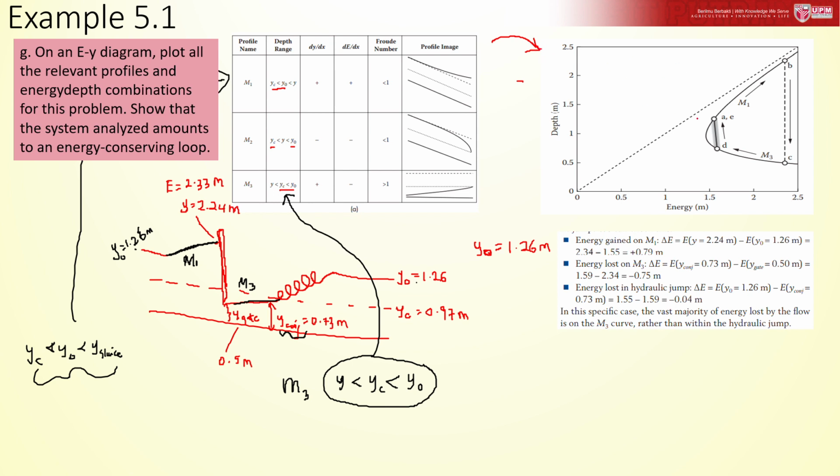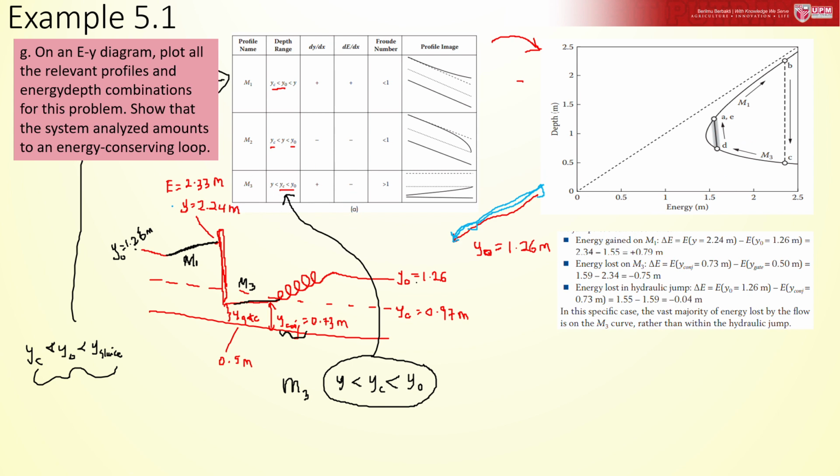So you see that from the answer we have A, B, C, D, E. What does it mean? This relates to the flow profile that you have sketched. I repeat, the energy-depth diagram is related to the flow profile that you have sketched, this one. So where are A, B, C, D, E in the flow profile?